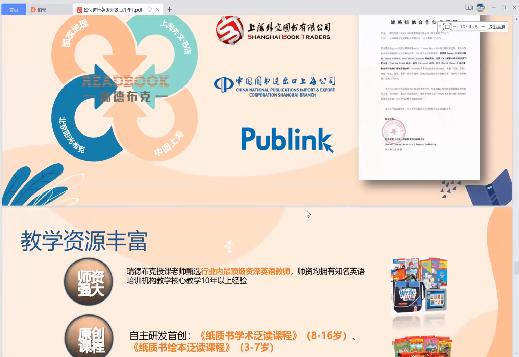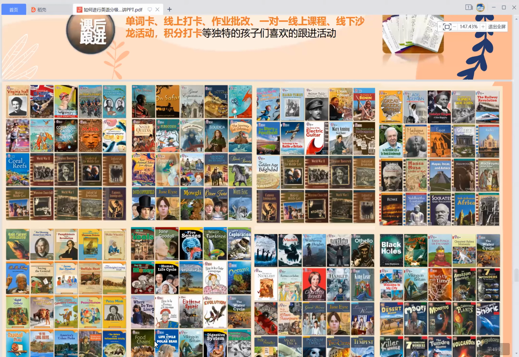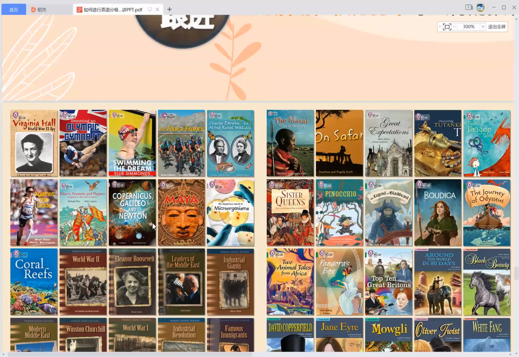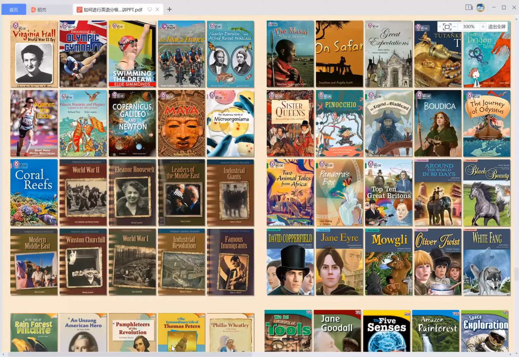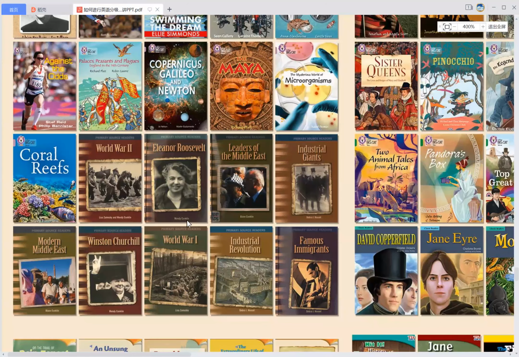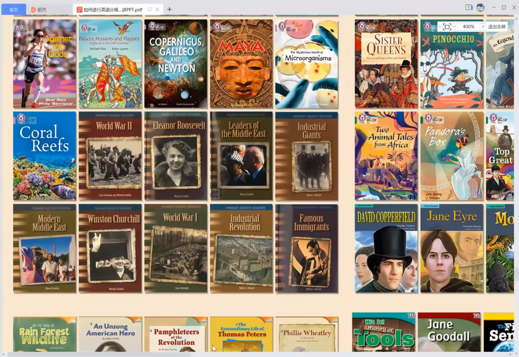And yeah, these are some covers I like very much. Actually, I asked my colleagues to put these covers together. As you can see, this one is all about social studies, 21st century social studies: industrial giants, leaders, Middle East, Eleanor Roosevelt, World War II, Churchill, World War I, famous immigrants.